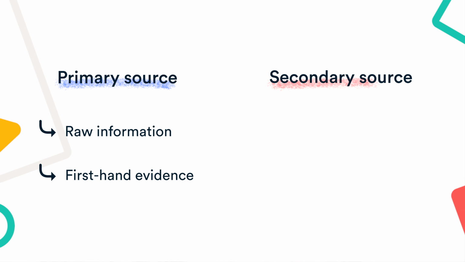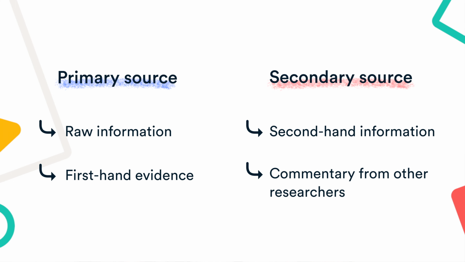When writing an academic essay or research paper, you have to gather information and evidence from a variety of sources. Primary sources provide raw information and first-hand evidence, whereas secondary sources provide second-hand information and commentary from other researchers. Want to learn more about the differences and understand when to use which? Then keep watching.